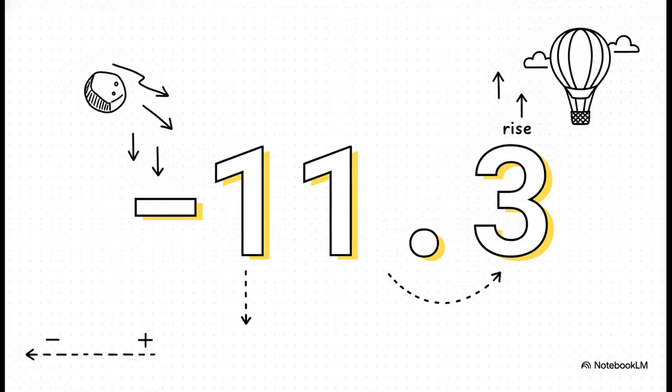The answer is negative 11.3 meters. If you realized a drop means negative and multiplied negative 4.5 by 3 to get negative 13.5, and then added the rise of positive 2.2, you correctly arrived at negative 11.3 meters. Understanding the real-world context of words like drop and rise is absolutely everything.